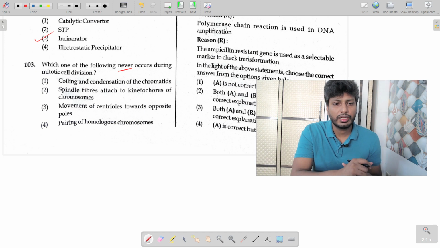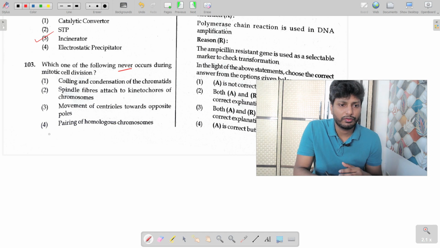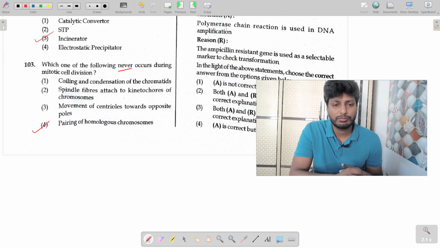So option number 4 here is incorrect, because pairing of homologous chromosomes is not right as far as mitosis is concerned, and that is not taking place in mitosis. So the right answer will be pairing of homologous chromosomes. Dear students, this was a good question, because many students would have felt that option number 3 is right, because if you consider animal cells, there are no centrioles present in them.